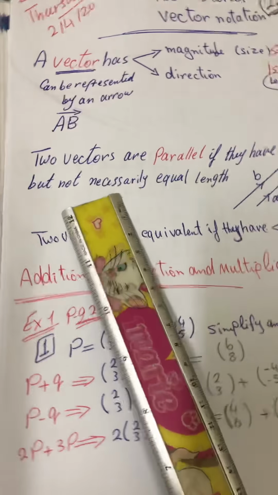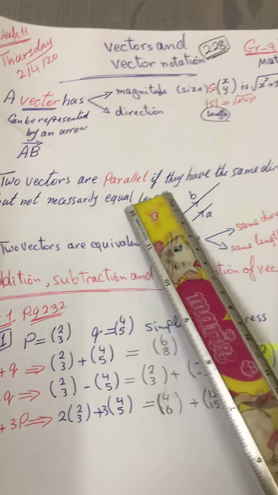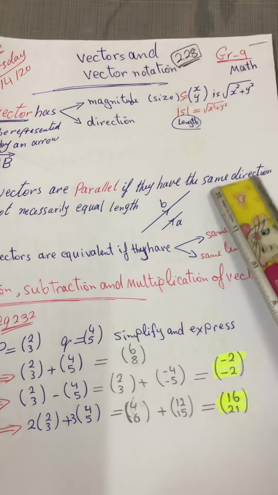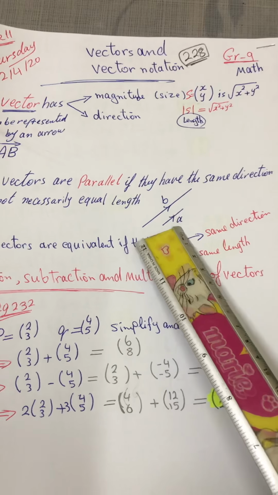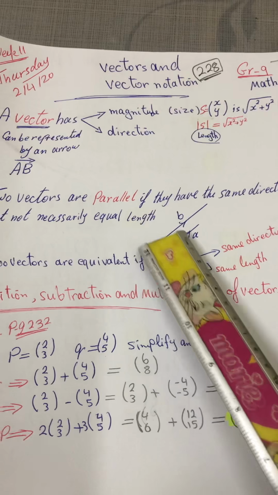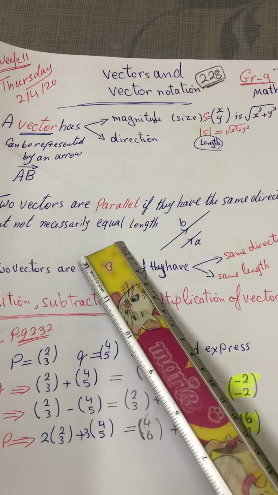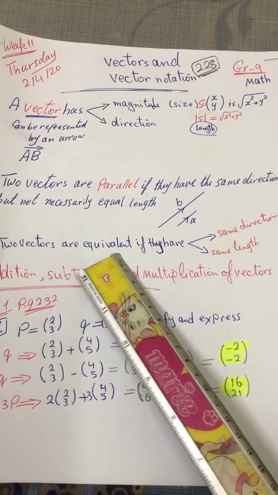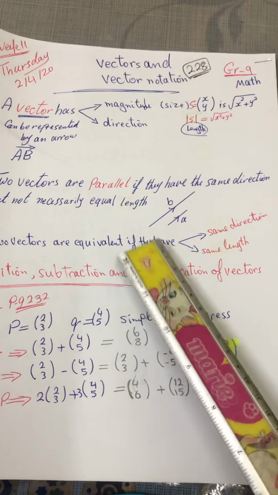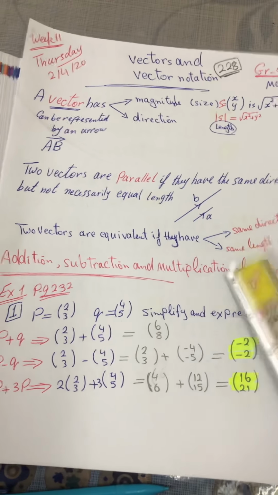And I said to you when I explained this lesson that two vectors are parallel if they have the same direction. No need to have the same length, no need to be equal. But if they have the same direction, we call them parallel vectors, okay? Two vectors are equivalent if they have the same direction and the same length, okay?